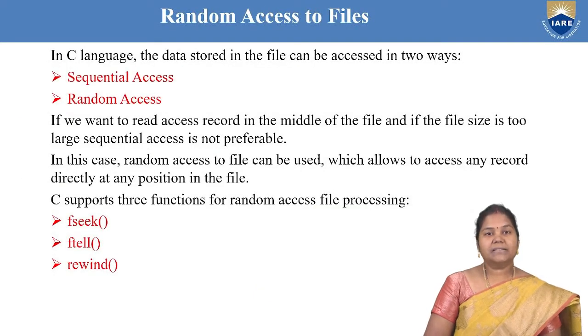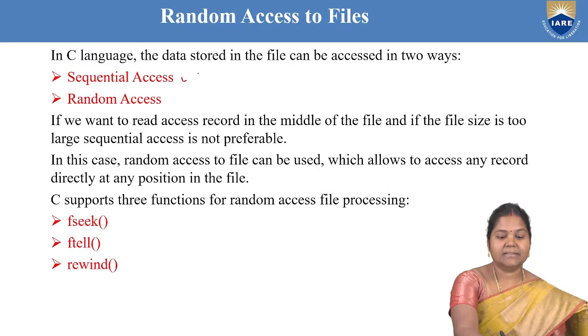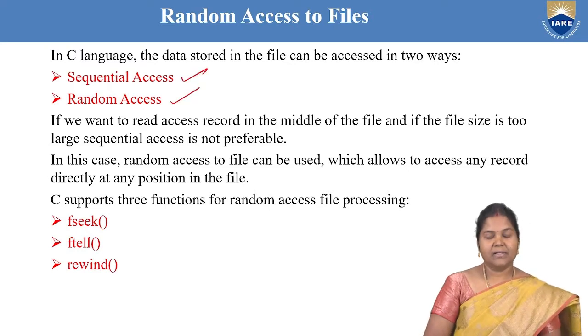Now, let us discuss deeply how to access the content of a file in C language. For accessing the content of the file, you can use either the sequential access or the random access method. When the records need to be accessed one after the other in a sequential or linear order, then we'll go for sequential access.